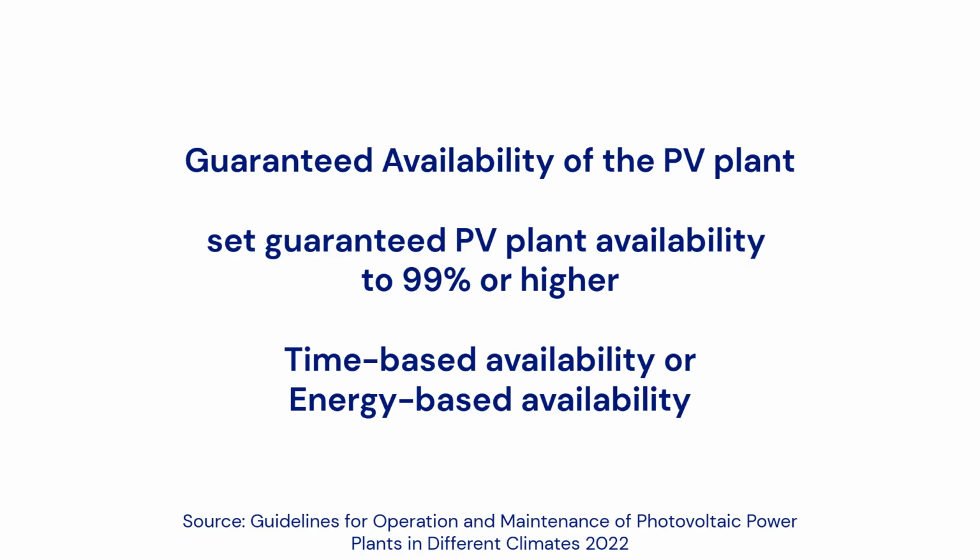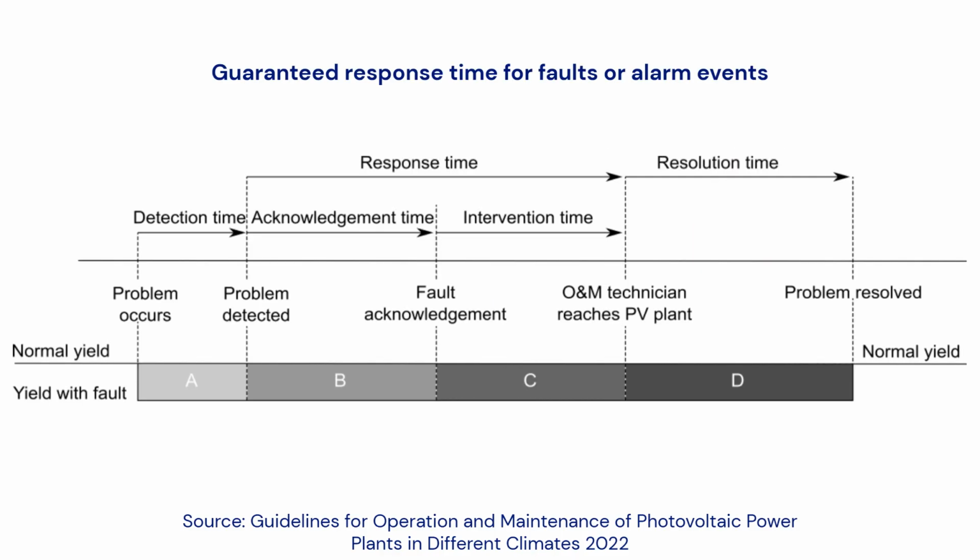Industry best practices generally recommend setting guaranteed plant availability at 99% or higher. In fact, guarantees below 99% are very rare today, except in special cases. Plant availability can be calculated either using a time-based method or an energy-based method, depending on how the contract is structured. In some cases, O&M operators also commit to a guaranteed response time for faults or alarm events.